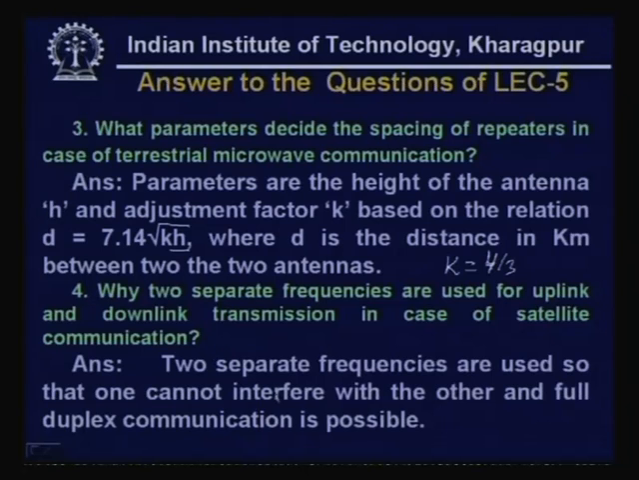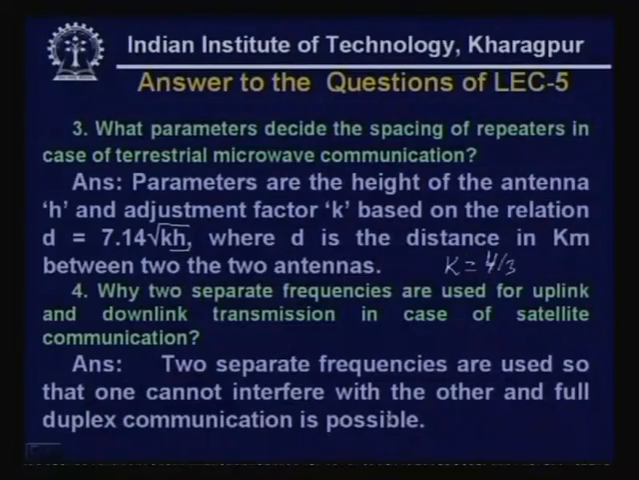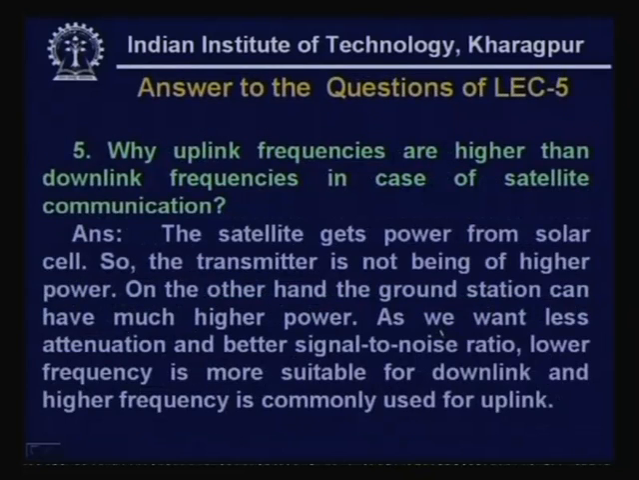The fourth question was, why are two separate frequencies used for uplink and downlink transmission in case of satellite communication? As I mentioned in the lecture, two separate frequencies are used so that one cannot interfere with the other and full duplex communication is possible. If we use the same frequencies, then there will be interference and we cannot have full duplex communication. So, to achieve full duplex communication, two separate frequencies are used.